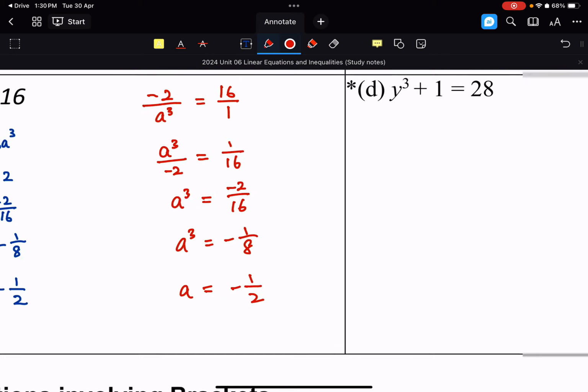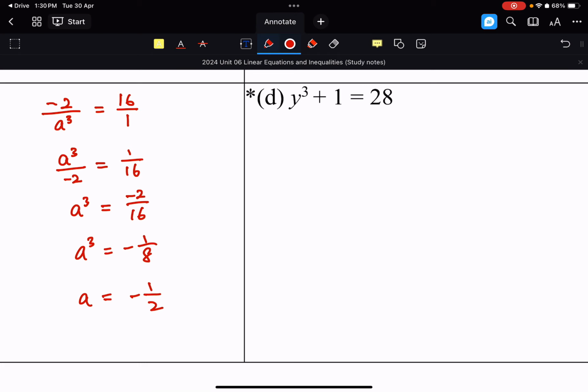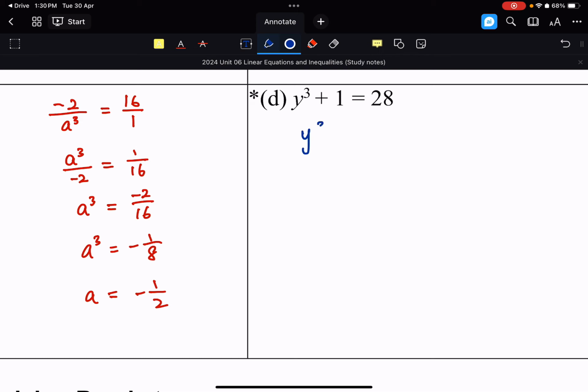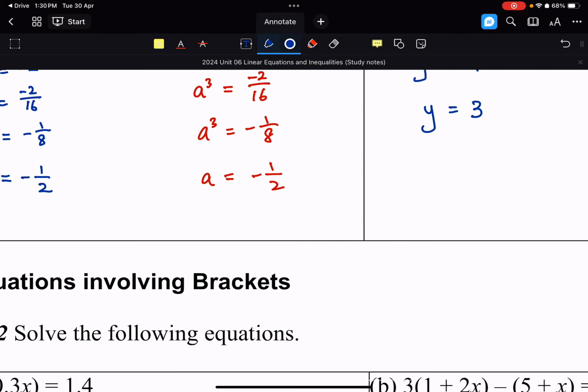Okay. Similarly, we have another cube example over here. So y to the power 3 in this case is 27, right? So y is going to be the cube root of 27. That means y is going to be equal to 3. Right? Okay, let's move on to the next section.